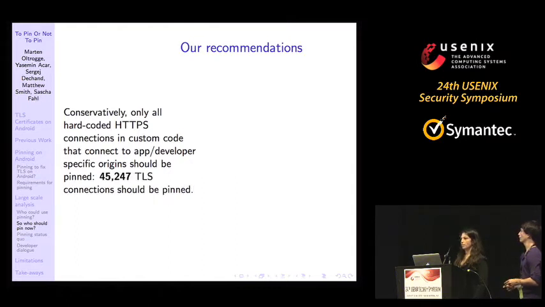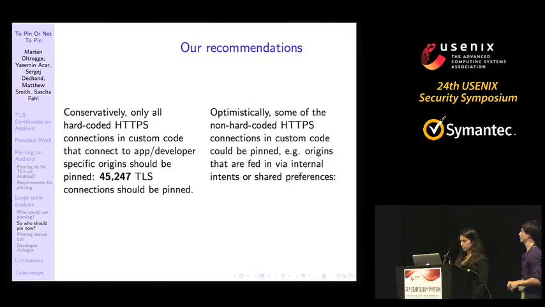Then again, we had these 16 million connections for which we didn't know whether they were using HTTP or HTTPS, and we just extrapolated. Optimistically, some of them could be HTTPS, and we would find out at runtime, which we couldn't. So in that optimistic case, extrapolating, we could advise to pin 140,000 TLS connections.